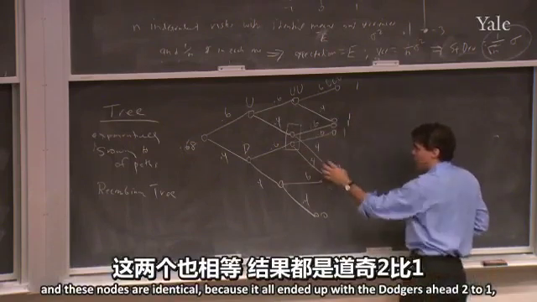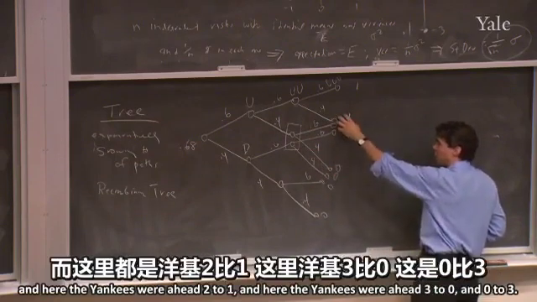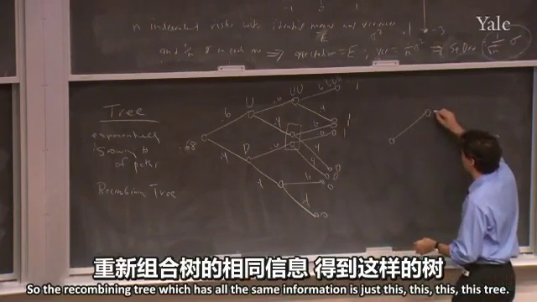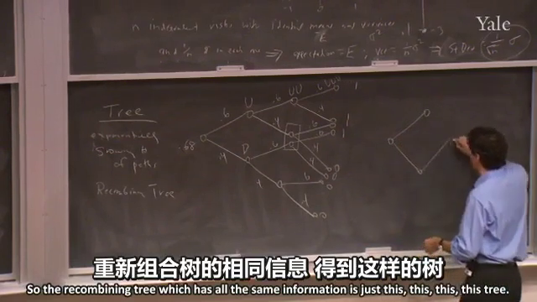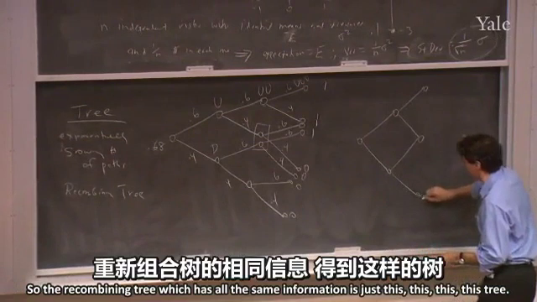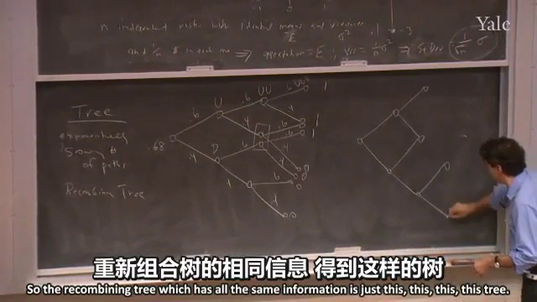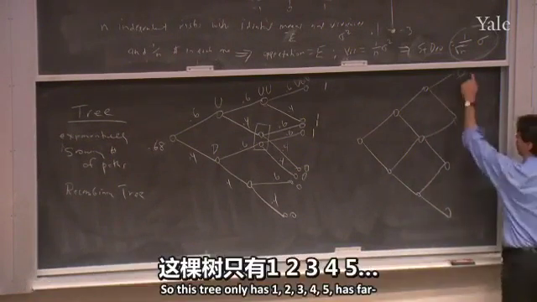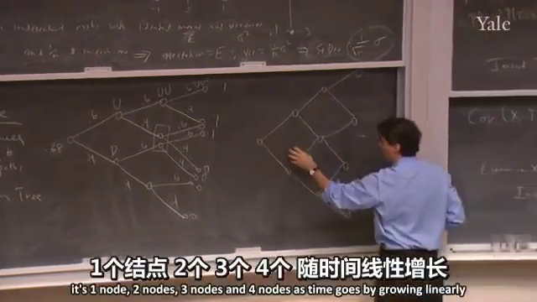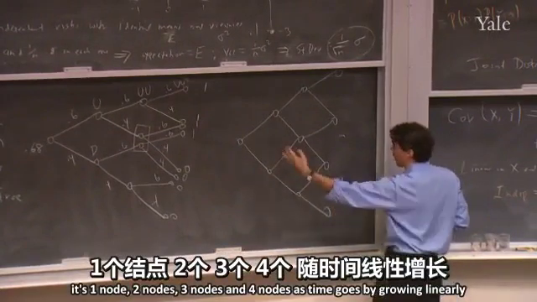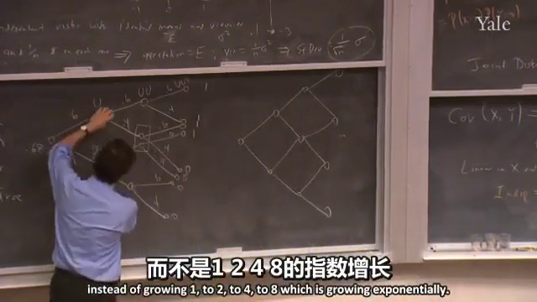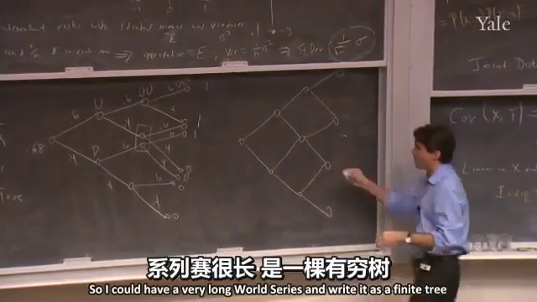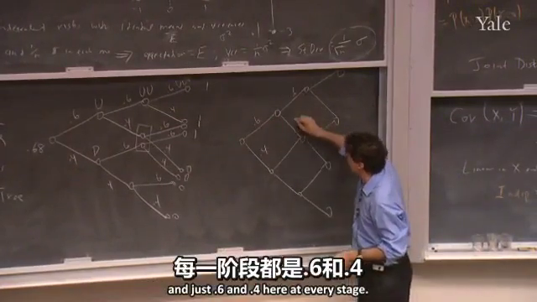And these nodes are identical because it all ended up with the Dodgers ahead 2-1. And here the Yankees were ahead 2-1. And here the Yankees were ahead 3-0 and 0-3. So the recombining tree, which has all the same information, is just this. Okay, this tree. So this tree only has 1 node, 2 nodes, 3 nodes, and 4 nodes as time goes by, growing linearly instead of growing 1 to 2 to 4 to 8, which is growing exponentially. So I could have a very long World Series and write it as a finite tree and just put 0.6 and 0.4 here at every stage.